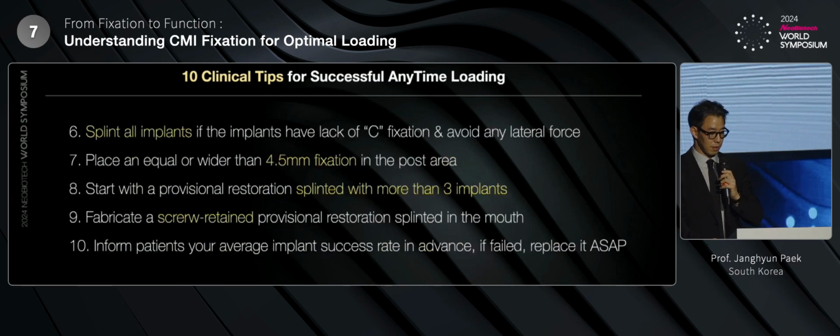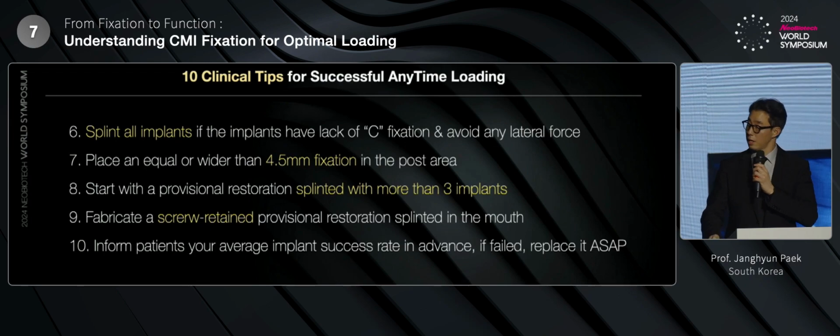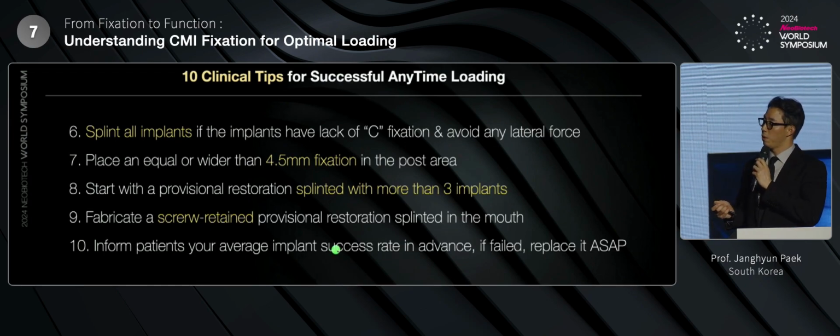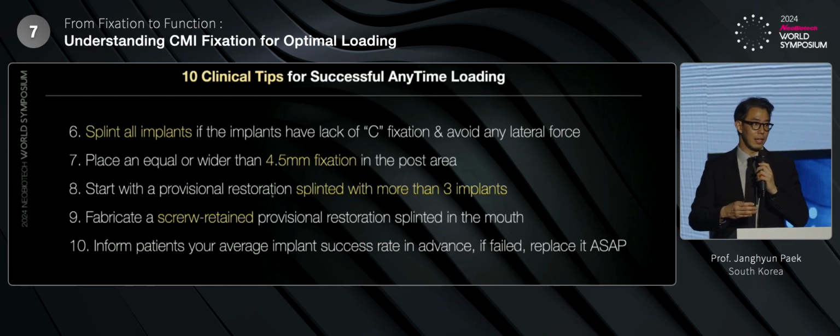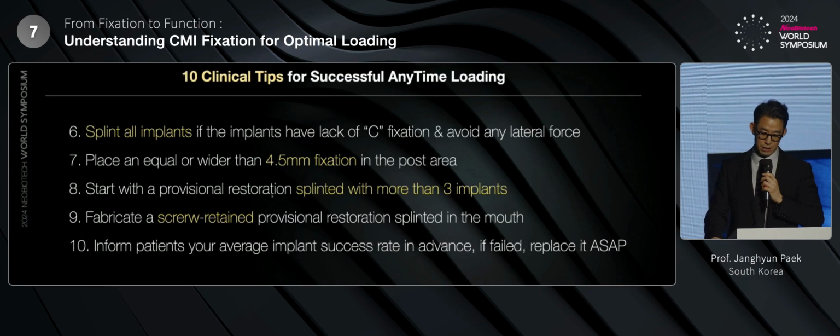Number 6, splint all the implants. And number 7, at least place 4.5 millimeter or wider implants in the posterior area. And splint your provisional with more than 3 implants. And it's always good to fabricate a screw-type provisional prosthesis.